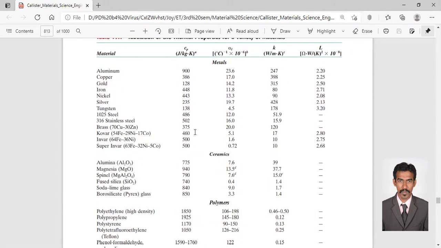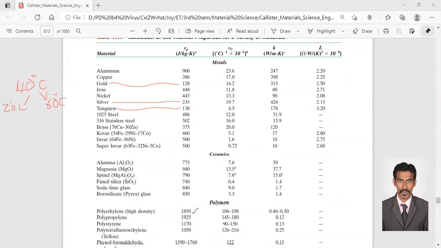So from this chart, what you can understand is you need to provide less energy to increase the temperature of these metals, specifically gold, silver, tungsten, brass, right? You need to provide less heat to increase the temperatures. If you compare these three, metals, ceramics and polymers, polymers are the materials which need a high amount of heat energy to change their temperature from one value to another.